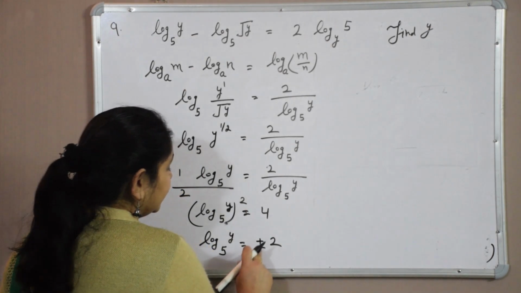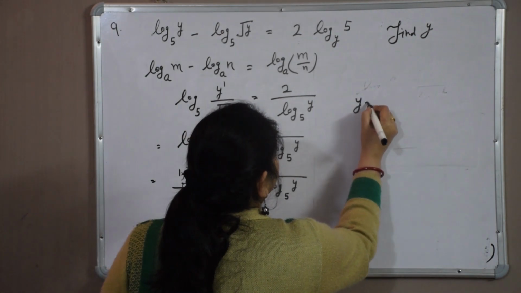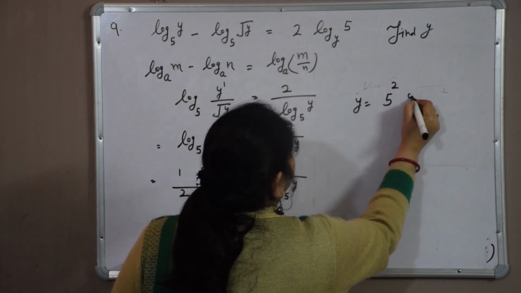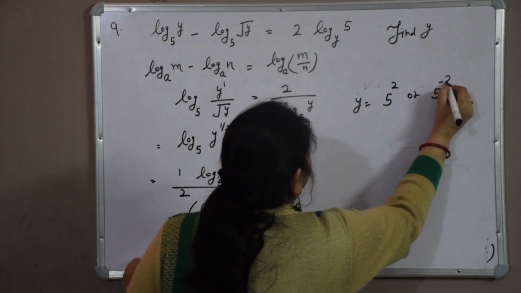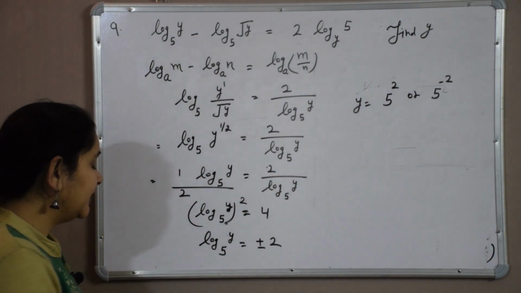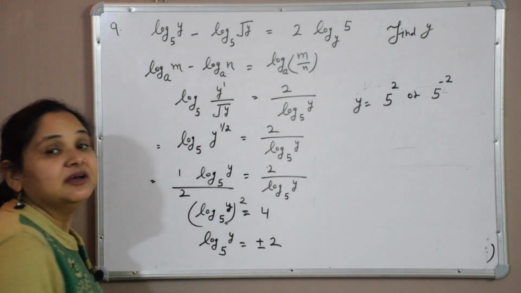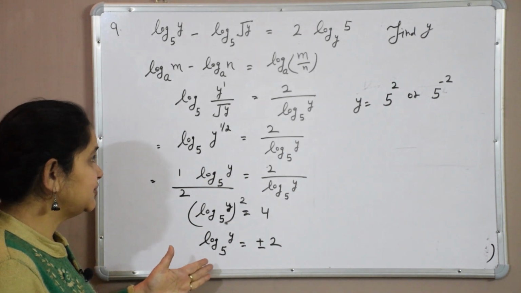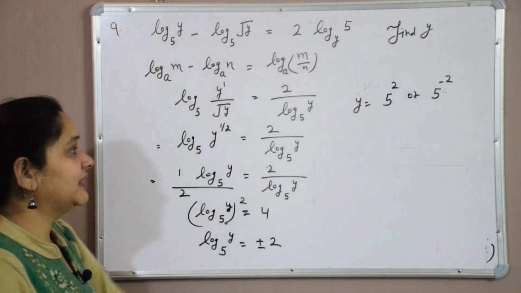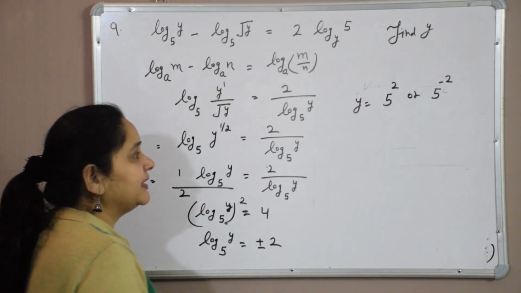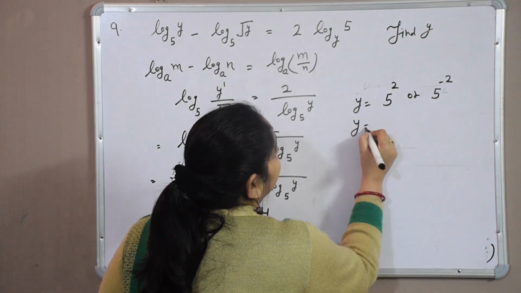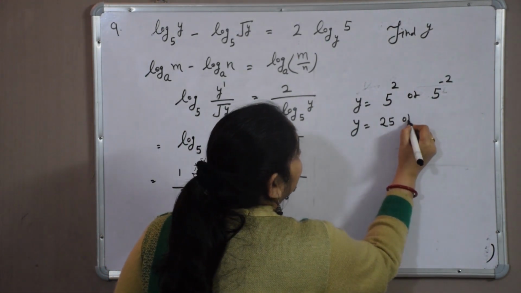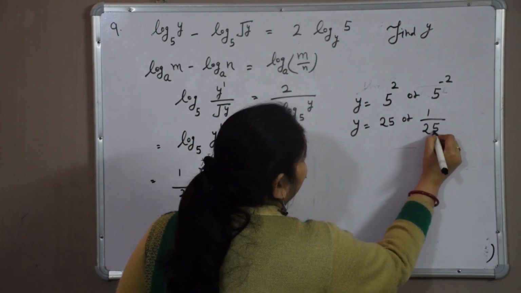From here we can say y is equal to 5 square or 5 raised to power minus 2, because it is giving us two values, and when we convert it in exponential form, we will get y is equal to 5 square or 5 raised to power minus 2. From here we got y is equal to 25 or 1 by 25.